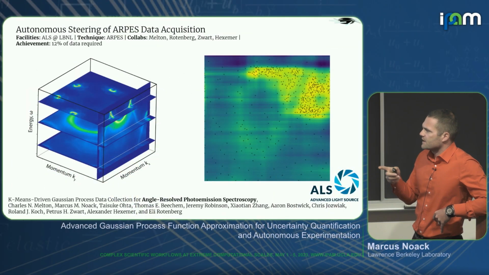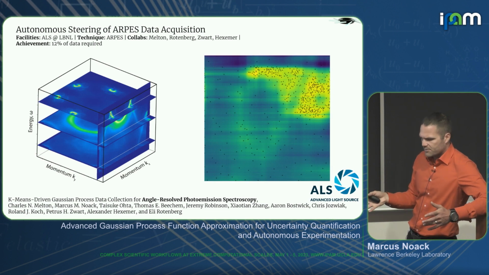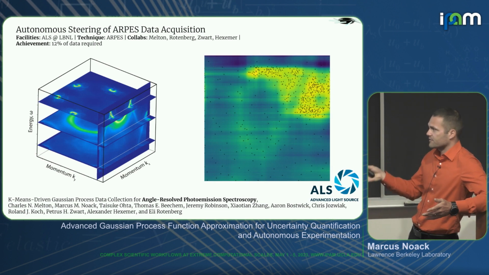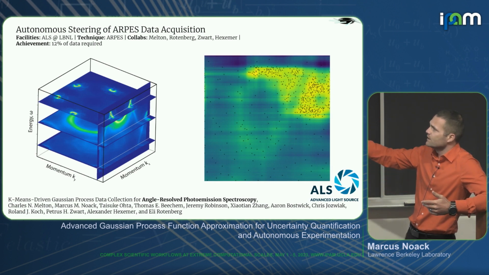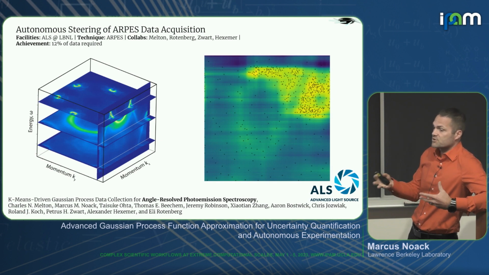Then there was an experiment at the ALS, angle resolved photoemission spectroscopy. Again, very similar setup. Again, it's very common with the beamlines. You have a kind of 2D input space, and you're asking, where should I go? And here you collect these gigantic spectra on the left-hand side. And they're so large you don't want to store too many of them.